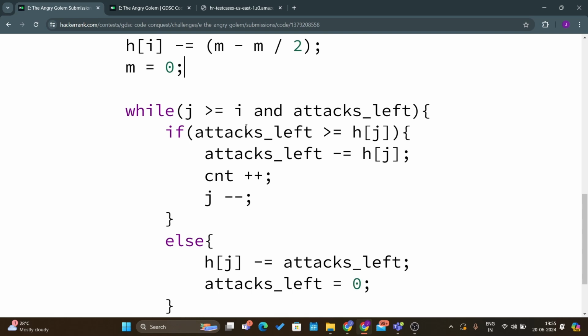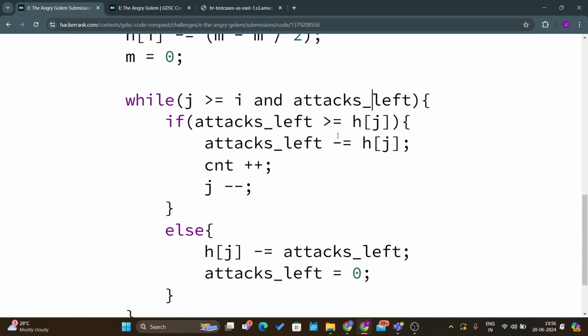Now we will start attacking from the back while we have some attacks left. This is the simplified version. This actually means attacks left greater than 0. I didn't write greater than 0 over here, but it's fine in C++. It actually means attacks left greater than 0.